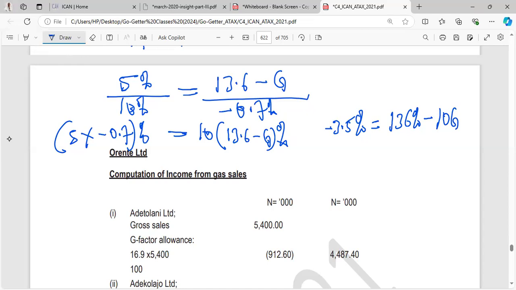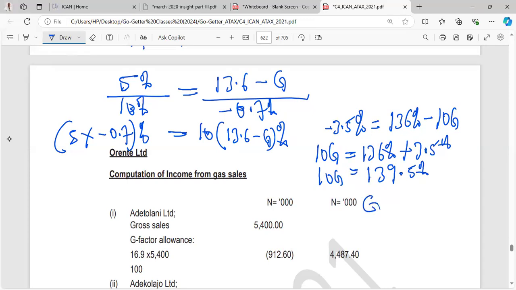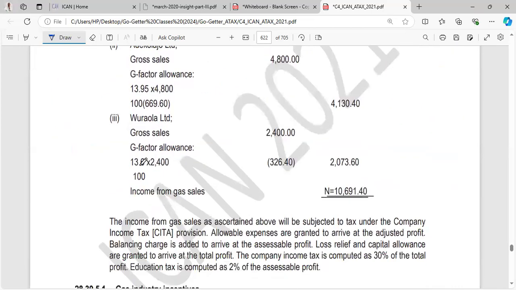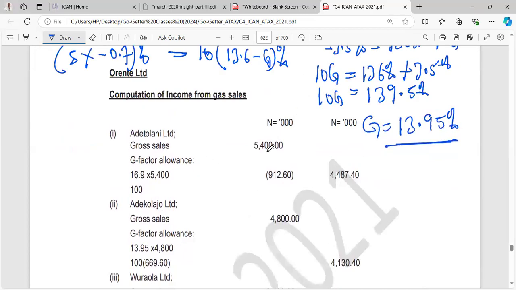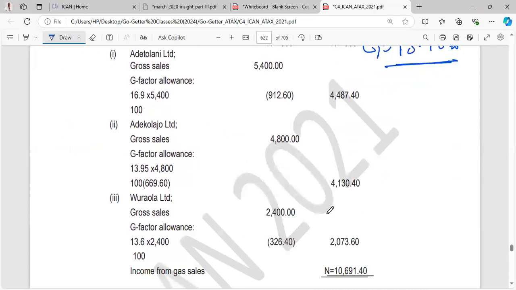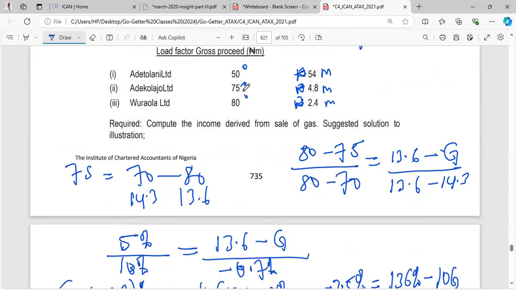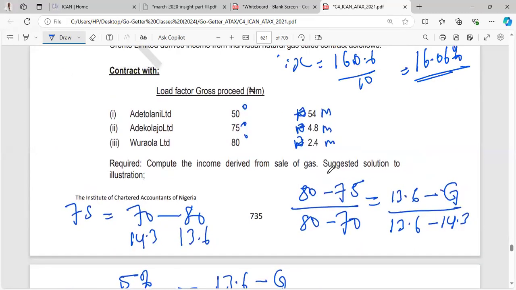We do what we did before. 10G is equal to 136% plus 3.5%. That gives me 139.5%, that's 10G. Therefore, G will now be 13.95%. That's what I did. But the example has 13.6%, and I don't know how they got that 13.6. 13.95 is the one I did, which is for 75.